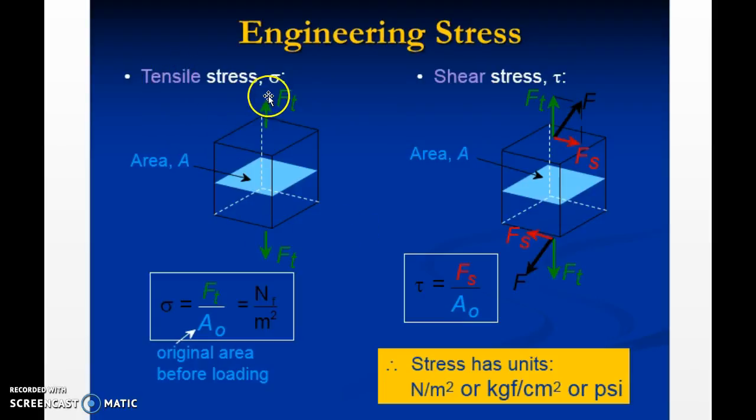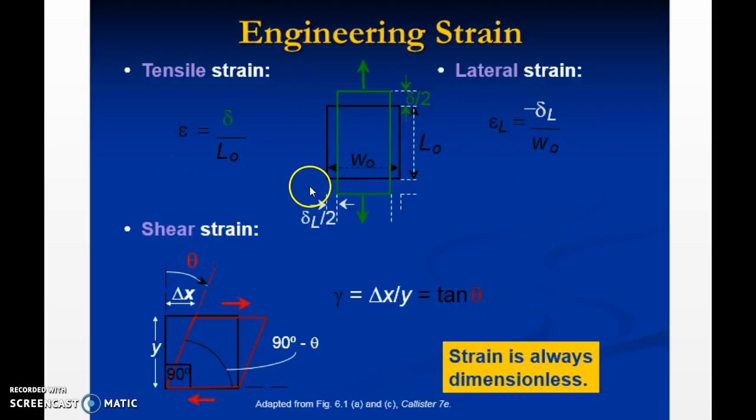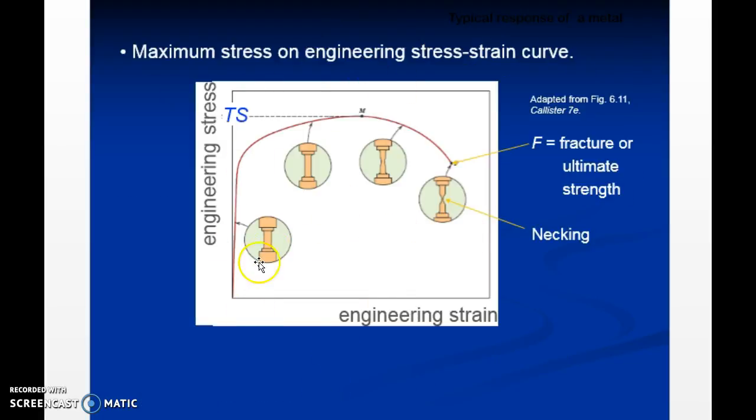Now there are some basic things we can see. Engineering stress: one is tensile stress and another is shear stress. Tensile stress is when the forces are applied in the tensile direction, and it is denoted by sigma, and shear stress is denoted by tau when the forces are applied in the parallel direction. Similarly for strain, there are basically three types: tensile strain, lateral strain, and shear strain. Tensile strain is the change in length divided by original length. Lateral strain is the change in width divided by the original width W0. The last one is shear strain, which is measured in radians, and all strains are dimensionless.